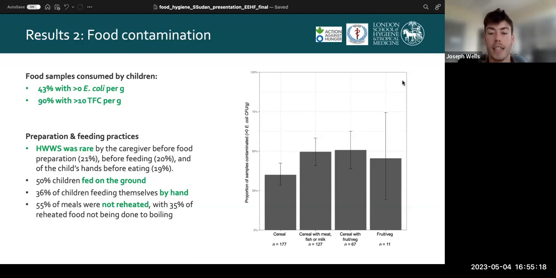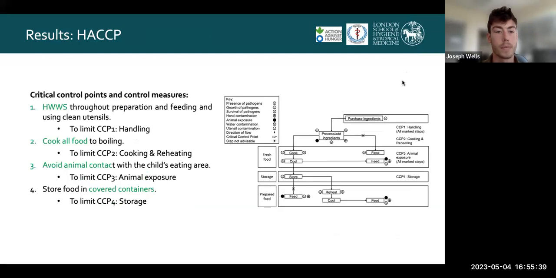On the right, you can see how the different food categories are contaminated with E. coli. And although we didn't find any significance between these different food categories, this graph shows that contamination was slightly higher when meat, fish, or milk, or fruit and vegetables were added to cereal-based foods.